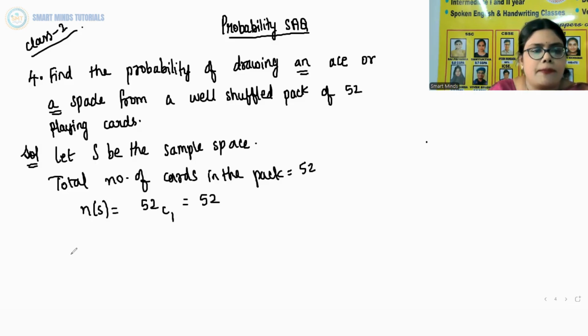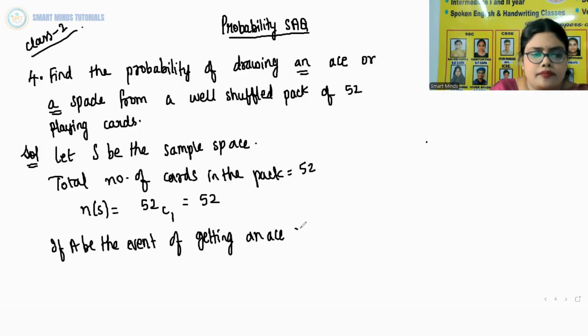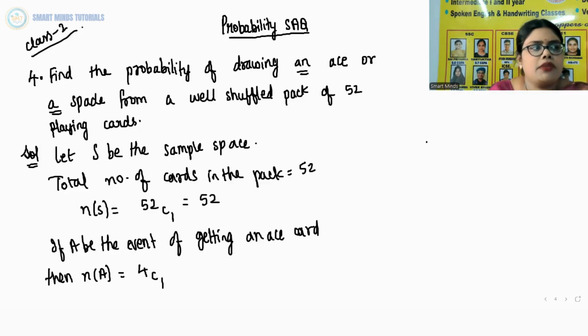That is 52. Now, let A be the event of getting an ace card. Then N of A is equal to how many aces will be there in a pack of cards? In each design, you have one ace. There are 4 designs, so 4 aces will be there in a pack of cards. So this is 4C1. From these 4 aces, we are selecting any one. That is 4C1, which is equal to 4.